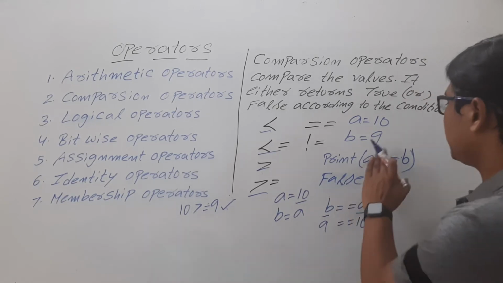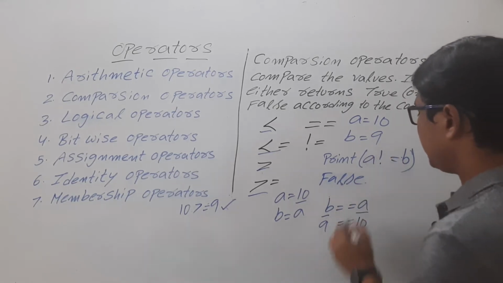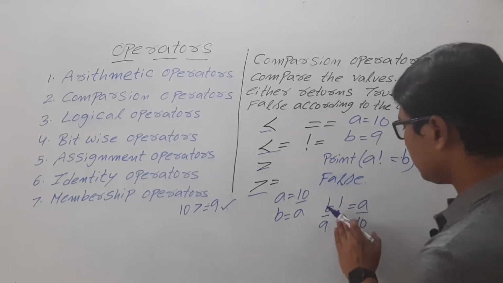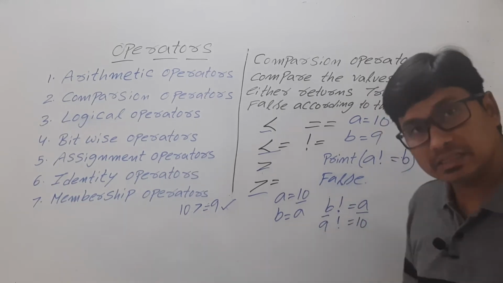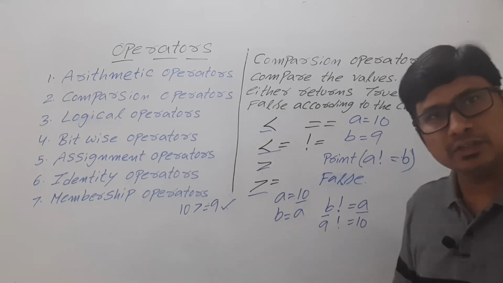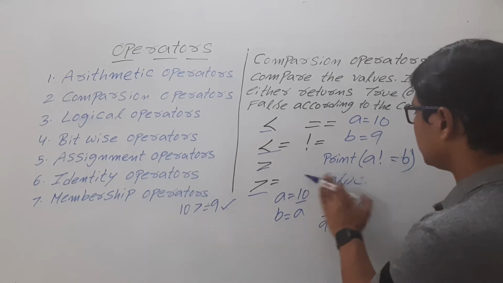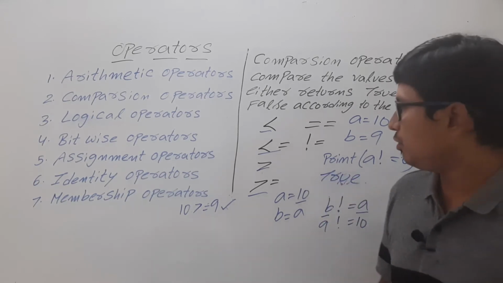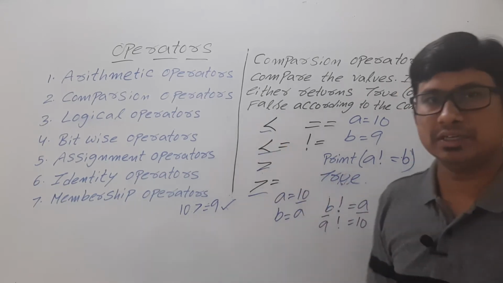Okay. Similarly, we have not equal to. If I say B not equal to A or A not equal to B, check whether 9 is not equal to 10. Yes, the condition is true, because 9 is not equal to 10. So this condition is true, and in that case it will return the value true. I hope all the comparison operators are clear to you.